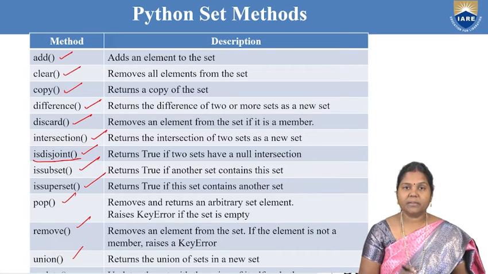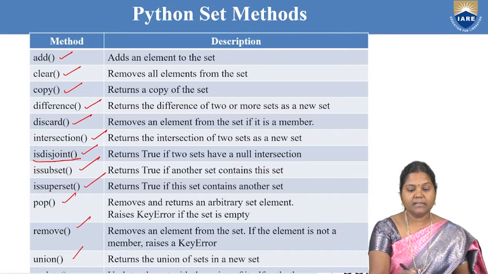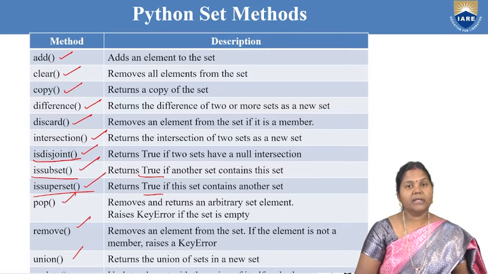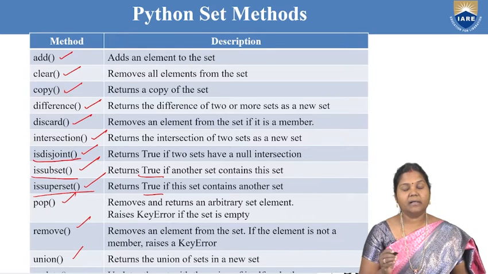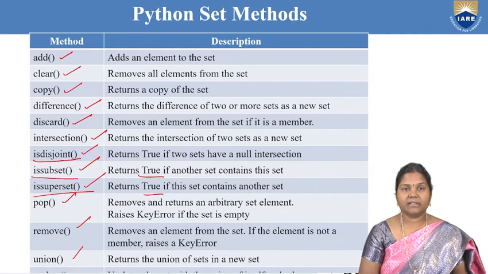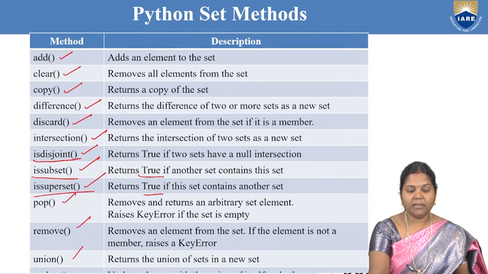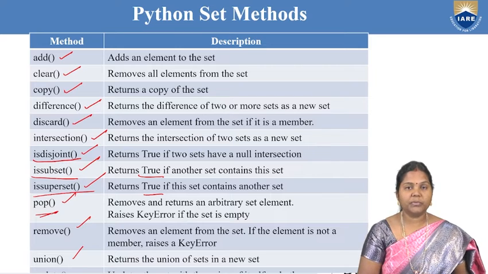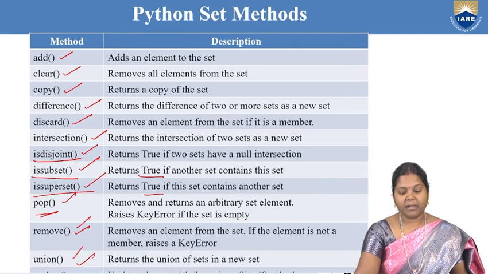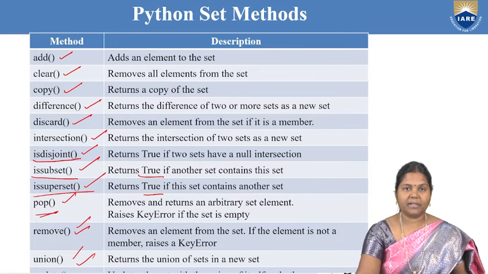Similarly, for whether a set is a subset of another set or a superset of another set, the methods issubset and issuperset will return true if one set is contained within another set or if one set is a superset of another set. So this is to check the subset or superset properties. Similarly, the pop method is also used for removing an element. Then you can use the remove method. Then union is used for combining the elements of both the sets and preparing a new set.